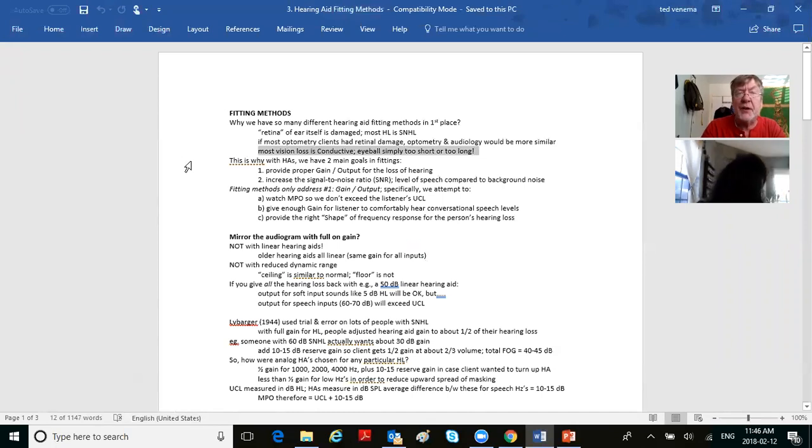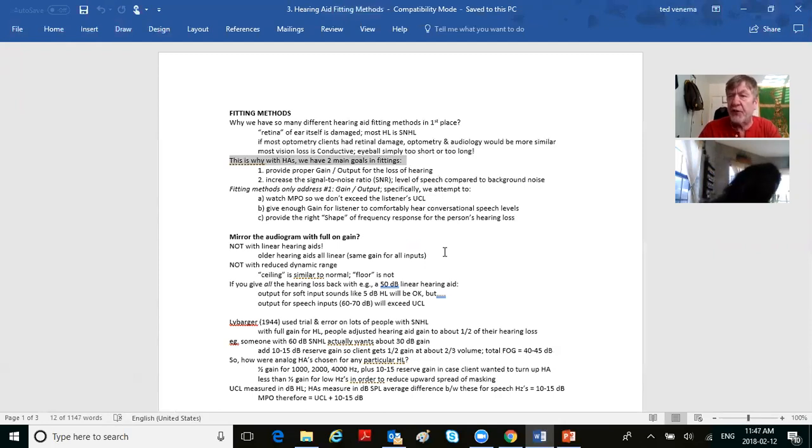This is why with hearing aids, we have two main goals in fitting. Now put a star by this one. Hearing aids have to do two things. One, provide gain for the loss, and two, increase signal to noise ratio. Two things, whereas glasses don't, okay? Glasses need to restore normal vision. Hearing aids have to not only provide gain for the hearing loss, but they also have to help separate speech from background noise. And that's made very difficult because of hair cell damage.